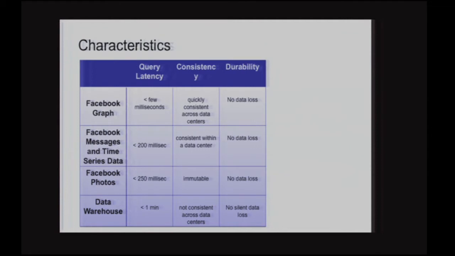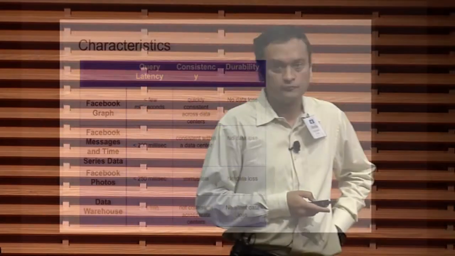For Facebook messages and time series data, we have around 200 milliseconds; less than 200 milliseconds is acceptable. Question? I think you're using consistent differently than I'm used to. What is quickly consistent? OK, what I mean is that consistency across data centers is not synchronous. Right, correct. So it's how quickly you have to propagate across data centers. I guessed that, but that's not the normal use. OK. So consistent within a data center, and again, obviously, we don't want any data loss there.